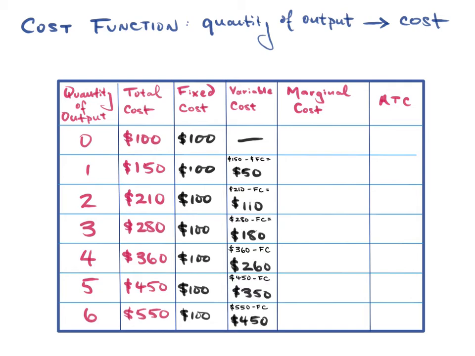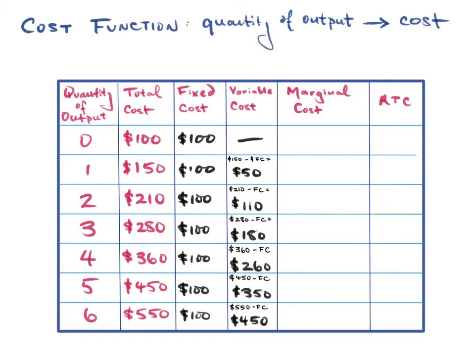Okay. So next column, variable cost. The variable cost is 0 when the firm produces nothing. Remember, the variable costs are the ones that depend on how much the firm produces. It's the difference between the total cost and the fixed cost. So this firm has $100 fixed cost.